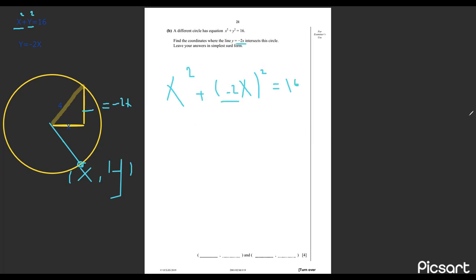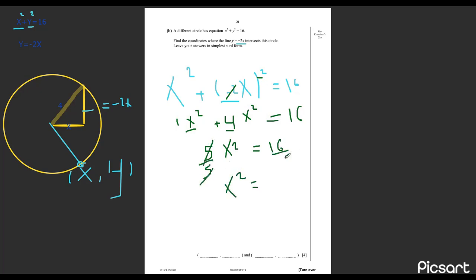So let's expand this bracket. Negative 2 squared will be 4, and x squared, and the negative becomes positive. So here x squared plus 4x squared equals 16. Like terms: 1x squared plus 4x squared equals 5x squared, equal to 16. Dividing by 5 on both sides, just to leave the numbers around x, x squared will be 16 over 5. So x will be the root of 16 over 5, which equals 4 over root 5.